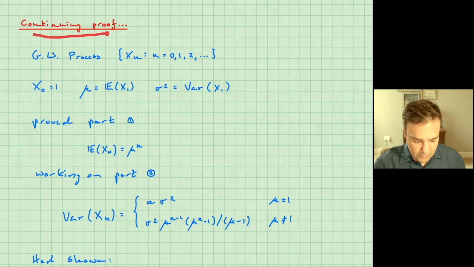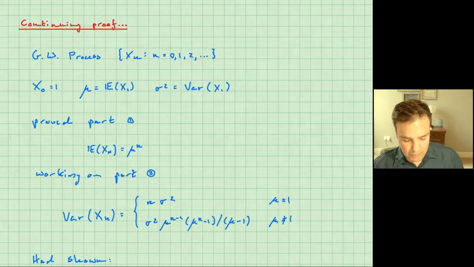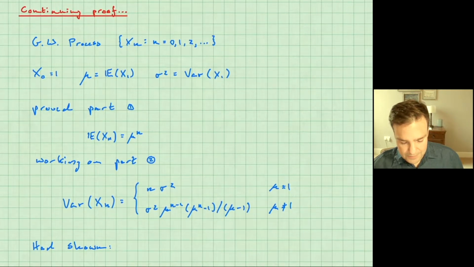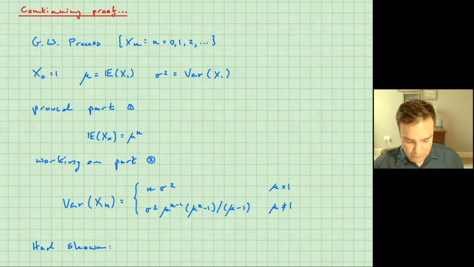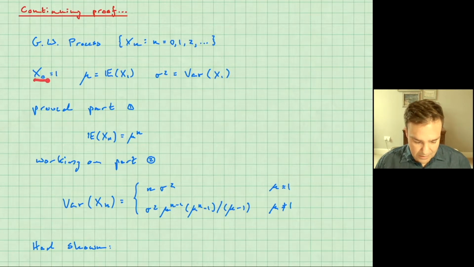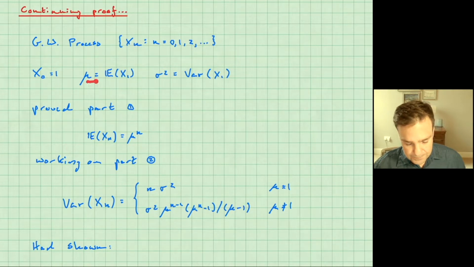So we're continuing a proof that we were partway through in the last lecture. The notation for the things that we had so far was we've got a Galton-Watson process that's written as x sub n. It starts off with an initial population of 1. The expected size of the first generation after that is mu. That's just the definition of mu. The variance for that is sigma squared. Again, that's just the definition for that symbol.